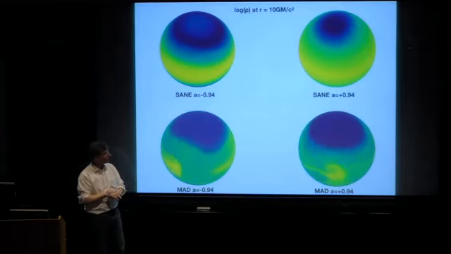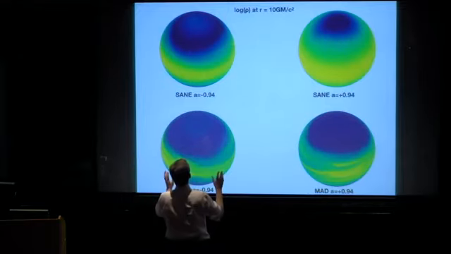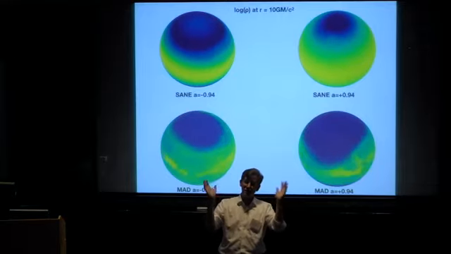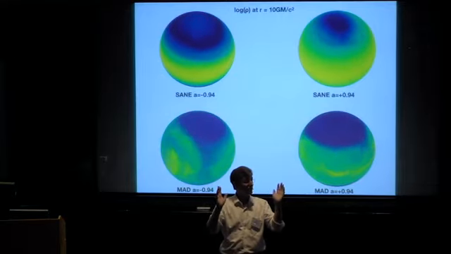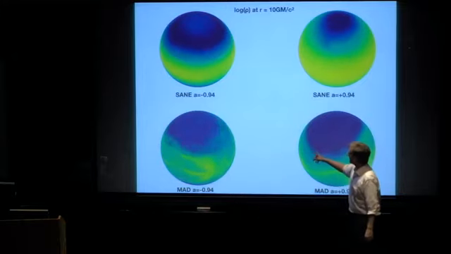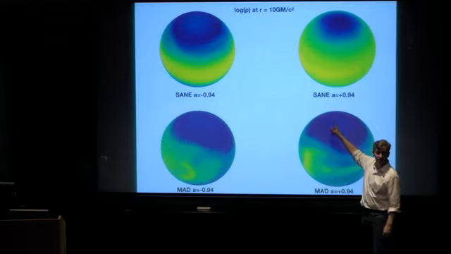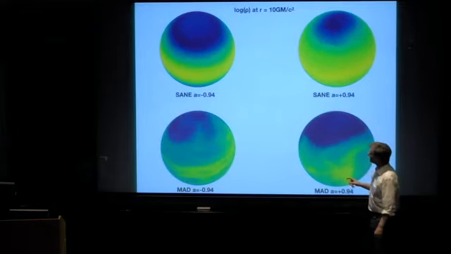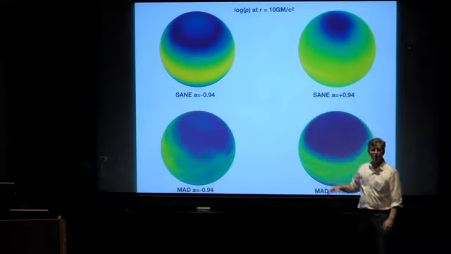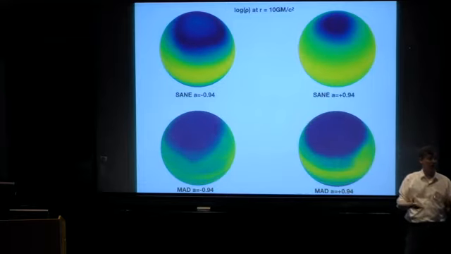Another thing that you can see in these images is that the SANE models tend to have, well, all the models have empty regions over the poles. Okay, so obviously, I didn't say this, but I think it's obvious that the equator is here and the North Pole, the accretion flow is here. Okay, so all these models have empty regions over the poles, which are known as the funnel or sometimes the jet or the pointing jet.